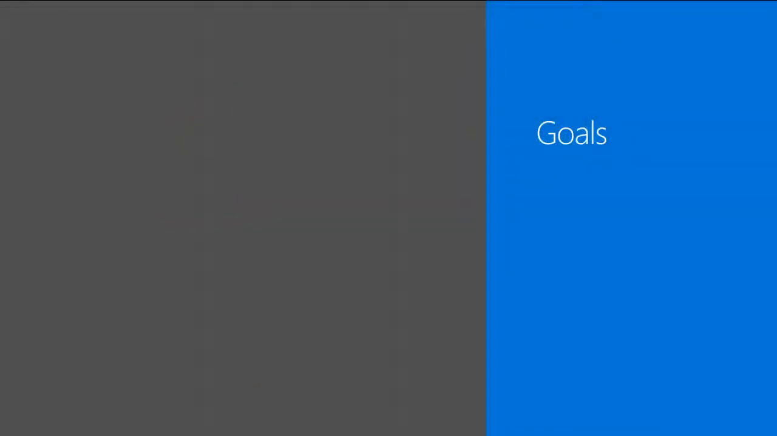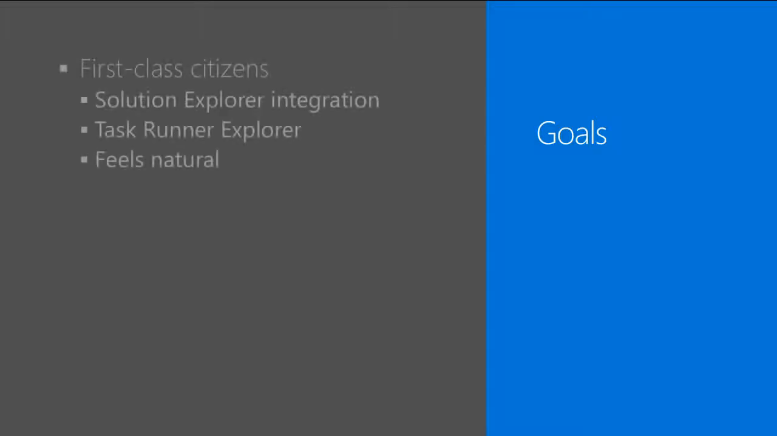The goals. So what are the goals for this? Because all these tools are actually Node.js based. Okay? They run on Node.js. So the goal was to make them first-class citizens. They have to be completely integrated into Visual Studio. So you'll see we have integration into Solution Explorer. We have new Task Runner Explorer windows in Visual Studio. And it all feels natural. It runs on Node, but you don't have to know that. You don't have to care about that. It should feel like you're in Visual Studio, and Visual Studio takes care of business, and it does. So that was super important.